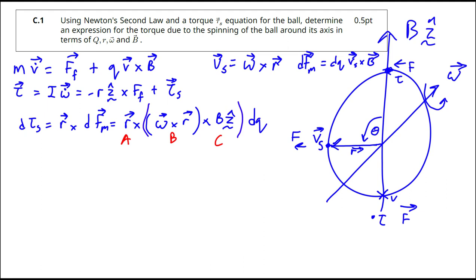So now, rather than doing A cross B all in brackets cross C, now we're doing A cross (B cross C), with B cross C in brackets. So let's do that. I'm going to write the rule for you in red down the bottom.